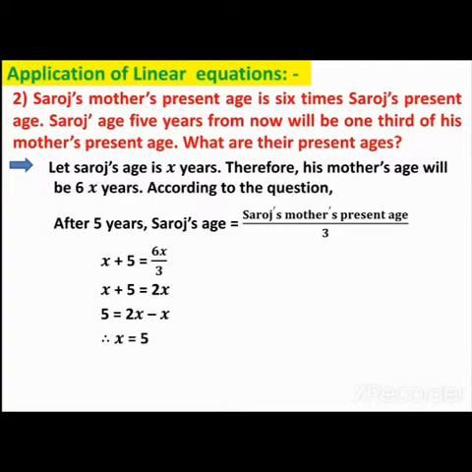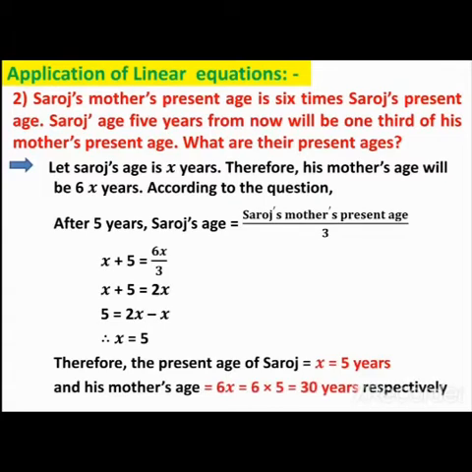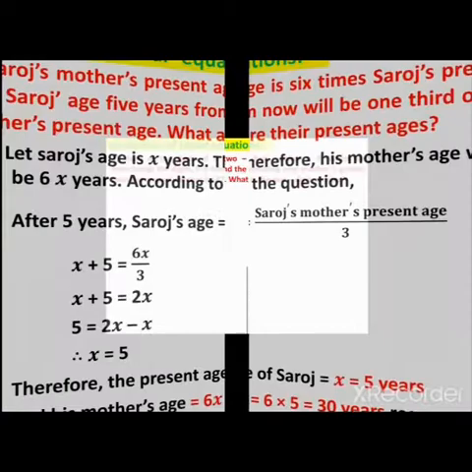Now put the value in for Saroj's age and Saroj's mother's age. Therefore, the present age of Saroj is x = 5 years. And Saroj's mother's age is 6x = 6 multiplied by 5, which is 30 years. So Saroj's age is 5 years and Saroj's mother is 30 years.